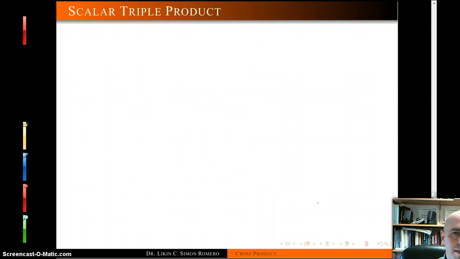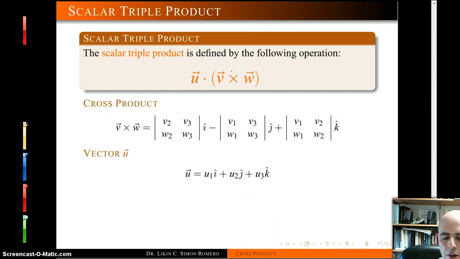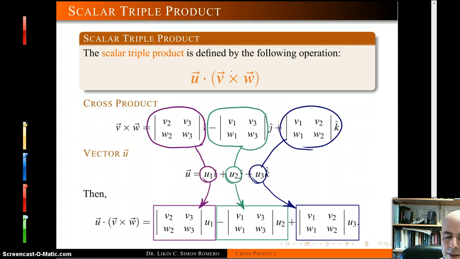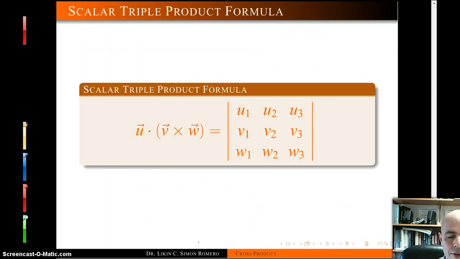Let me tell you a little bit about the scalar triple product. The scalar triple product is going to be the combination of the dot product and the cross product, just like we defined here. Notice that the cross product is equal to that, and the vector u is equal to that. So when you take the dot product, you just multiply components. So in other words, we're doing this. Well, at the end, notice that this is just a 3 by 3 determinant. So there is an easy way to remember the scalar triple product. Actually, an easy way to compute it is just computing the 3 by 3 determinant of the corresponding components.